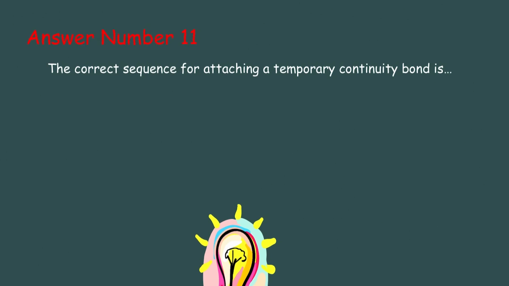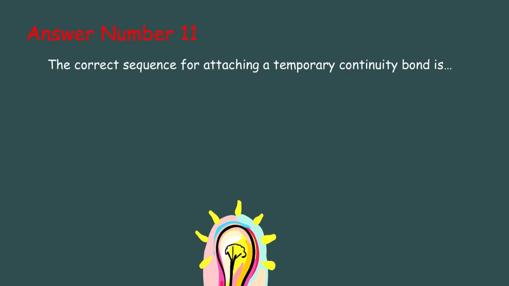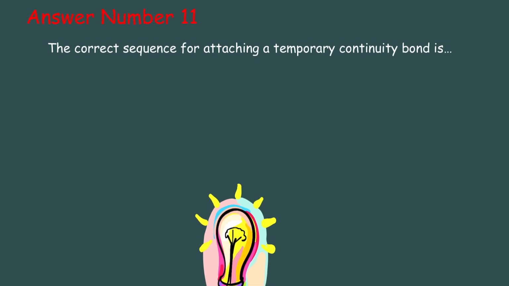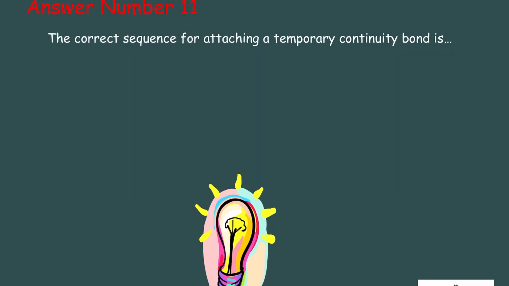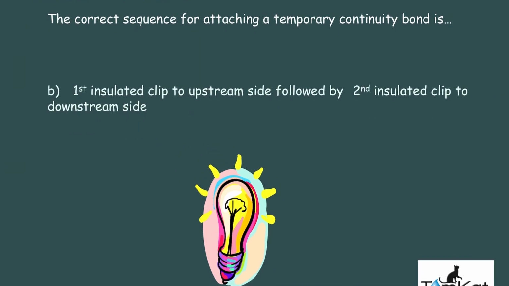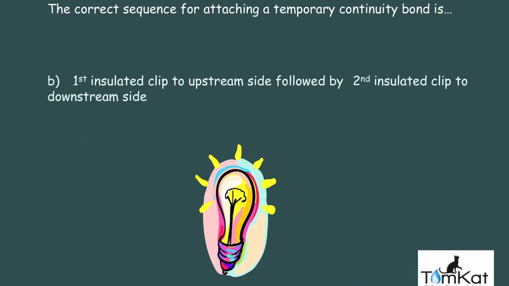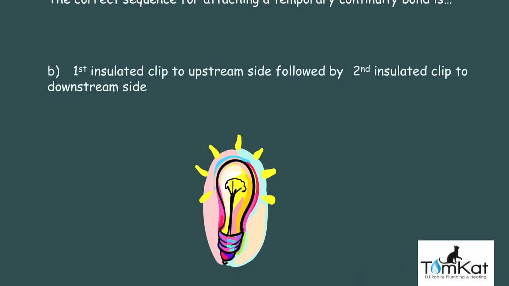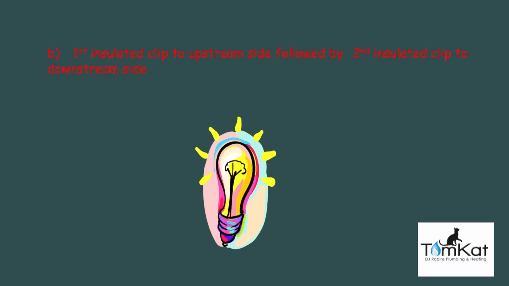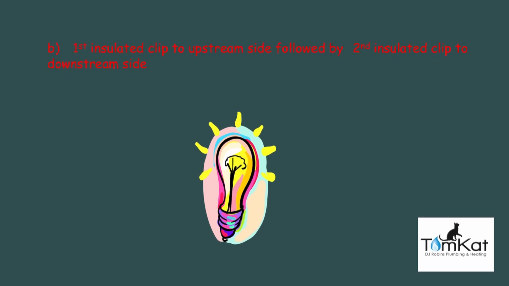And now for the answer to question 11 in part 5. The correct sequence for attaching a temporary continuity bond is B: first insulated clip upstream side, followed by second insulated clip downstream side. And that is the answer to question 11 in part 5.